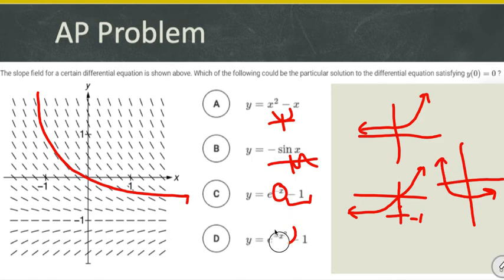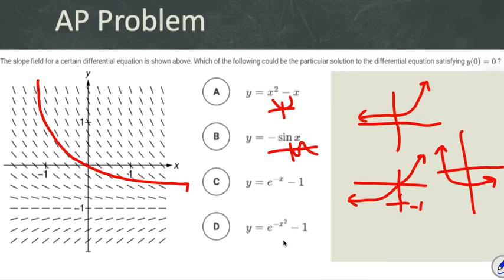Now, the last thing that we notice is the only difference in these two is one of them is just a negative x and the other one is a negative x squared. Negative x squared is always positive. So plugging negatives or positives in here, x squared is always positive. Putting a negative out front makes this always negative.